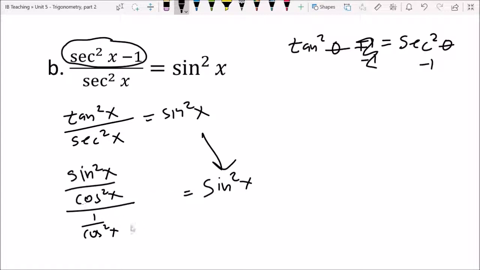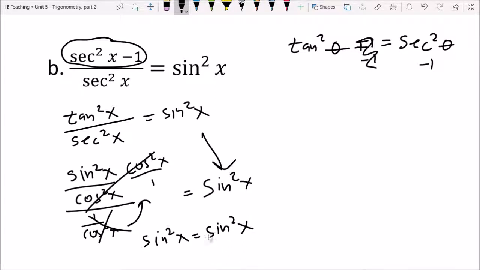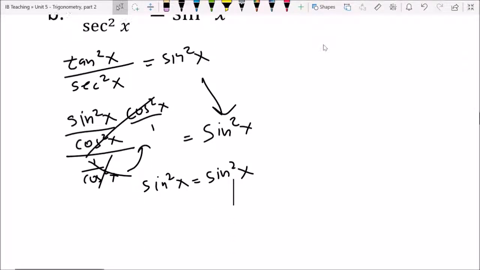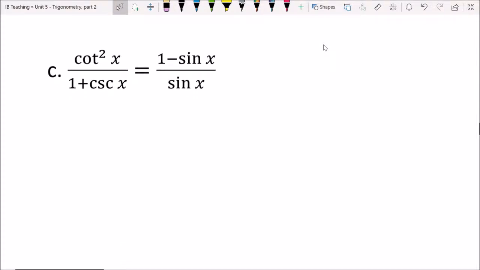And then we have a fraction divided by a fraction. So let's flip that bad boy up and multiply. So cosine squared x over 1. Cosine squared on top, cosine squared on bottom, so those cancel. And so what's still left over? Sine squared on the left, sine squared on the right. All done. Cool.